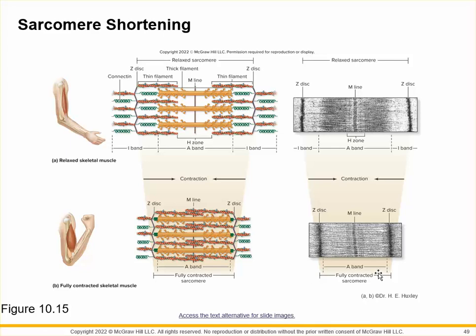So if we look at photographs of this, we can see that in a relaxed state, the A band is from here to here, big H zone, the M lines here, the Z discs are this far apart. The same sarcomere contracted, the H zone and the I bands have completely disappeared here, and the thin filaments are meeting at the M line. So this is fully contracted, that's fully relaxed.